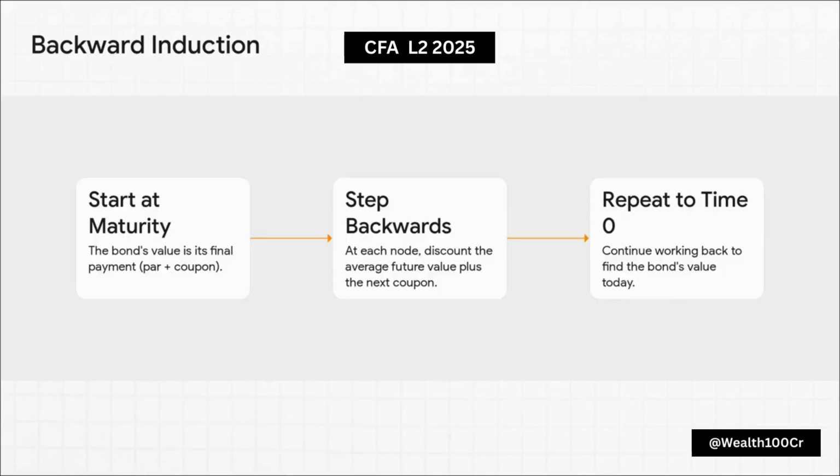Now, how we use this tree is, well, it's a little weird. It's called backward induction. And it feels totally backwards because we literally start at the end. At maturity, we know exactly what the bond is worth, par plus the last coupon. Then you take one step back in time. At each point, you calculate the value by taking the average of the two possible future values, add in the coupon, and discounting it back one period. You just keep repeating that step by step by step until you get all the way back to today.